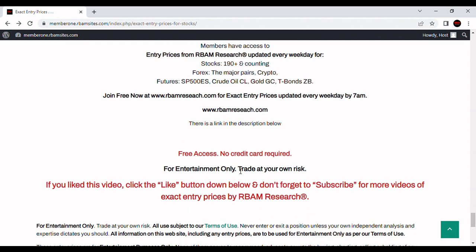Keep in mind, everything's for entertainment. Trade at your own risk. Can't use our information, including entry prices, for anything other than entertainment. You should always trade using your own analysis.